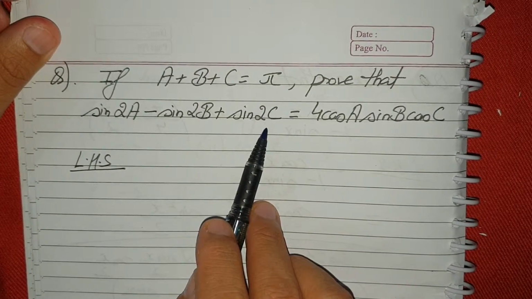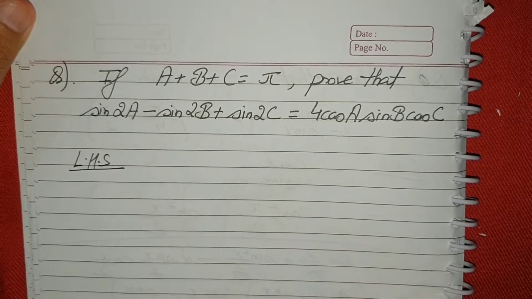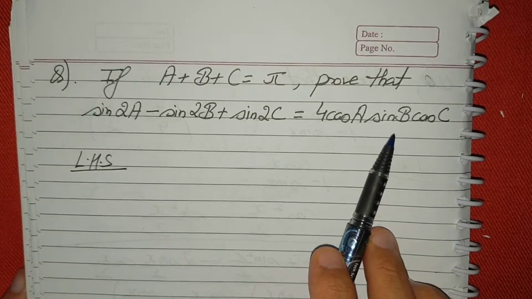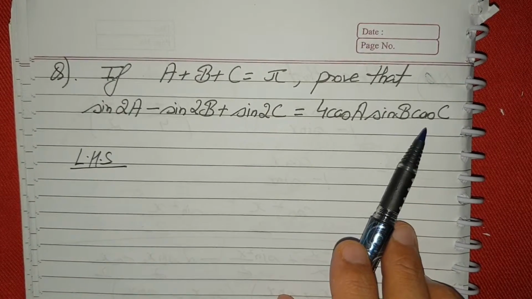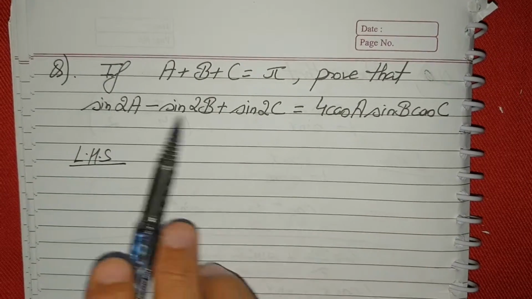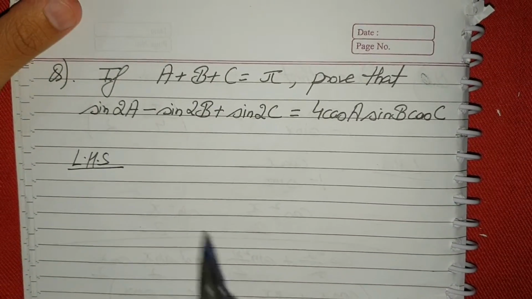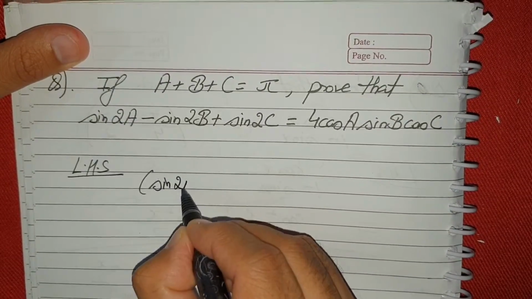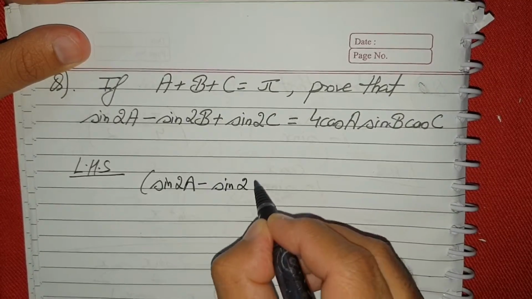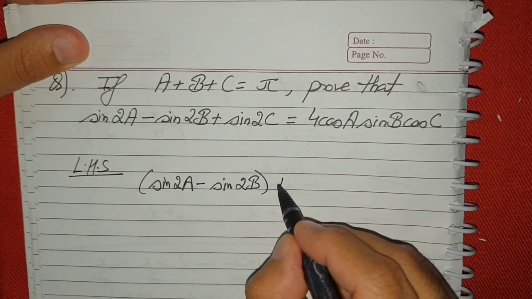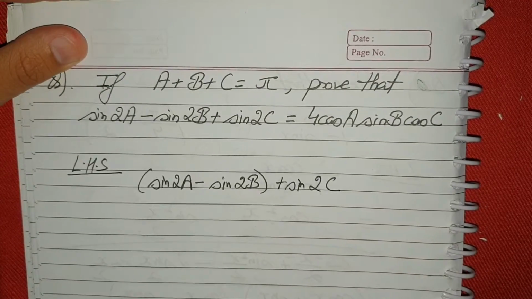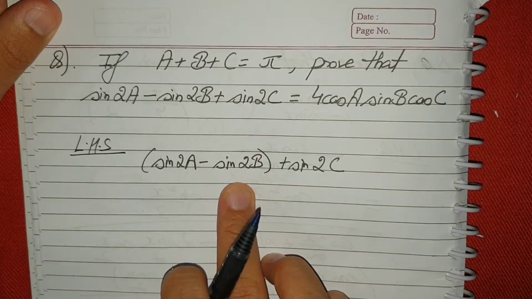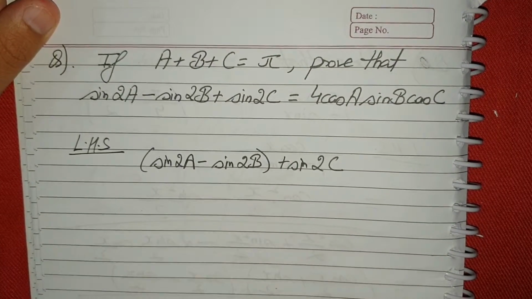So we will prove that sine 2A minus sine 2B plus sine 2C is equal to 4 cos A sine B cos C. Now starting with LHS, this will be sine 2A minus sine 2B plus sine 2C.